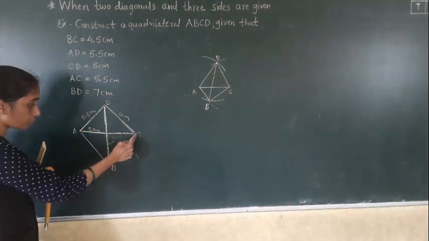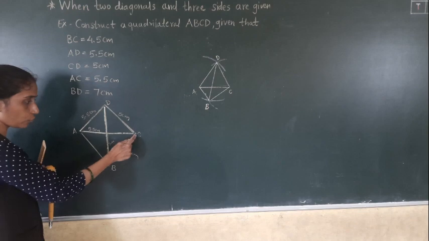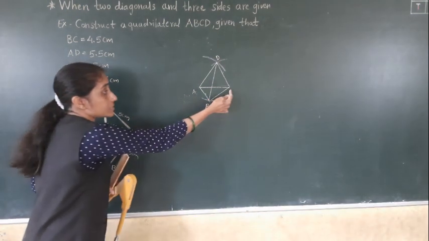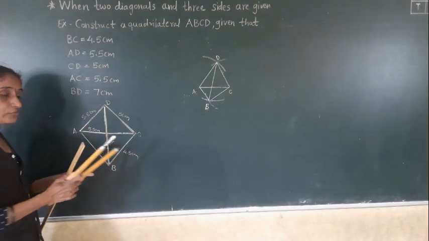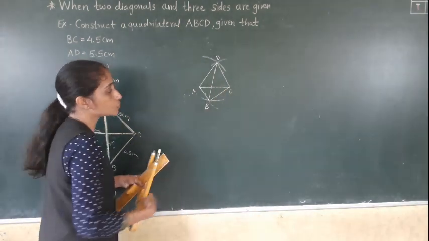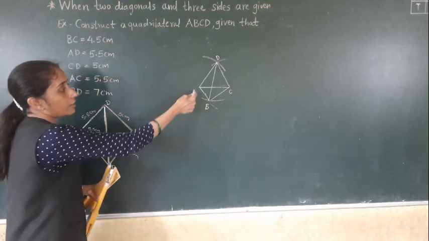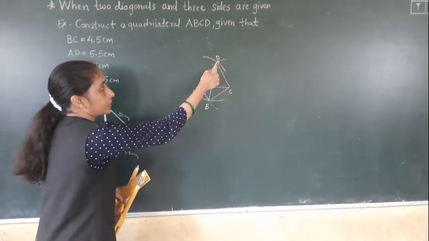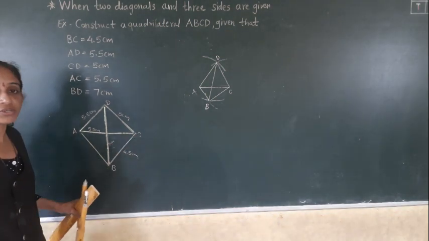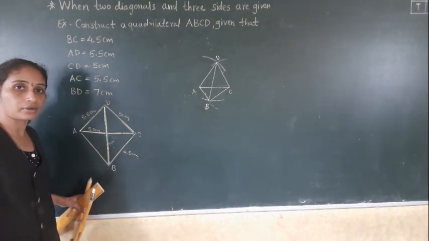Okay. Now after that, BC, how much is it? 4.5 centimeter. Now C as a center and with 4.5 centimeter radius draw an arc cutting this arc. So here we got point B and after that we have to join this point and this diagonal. So by this way we got the required quadrilateral.